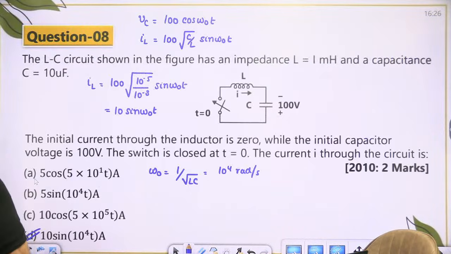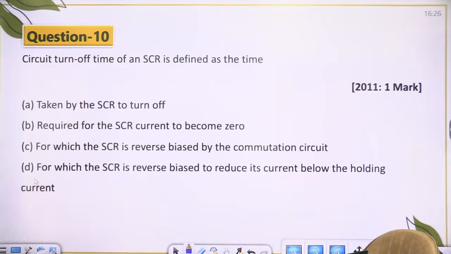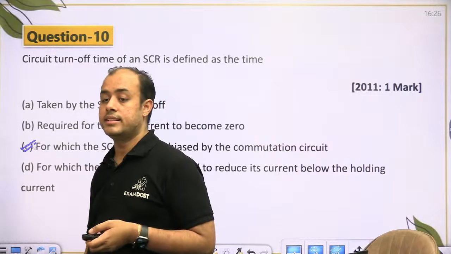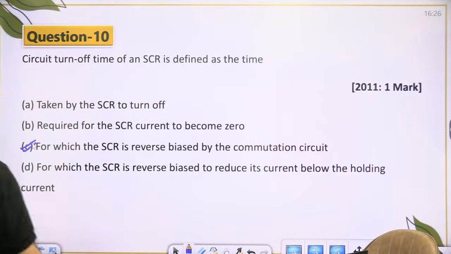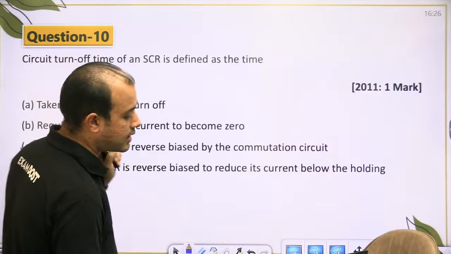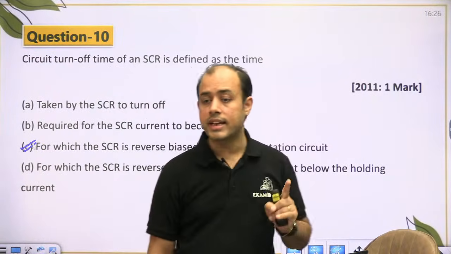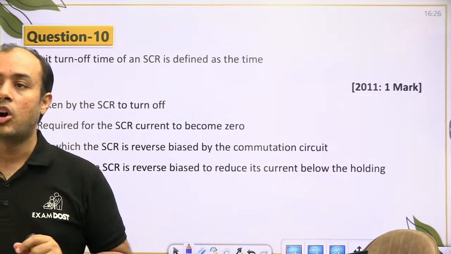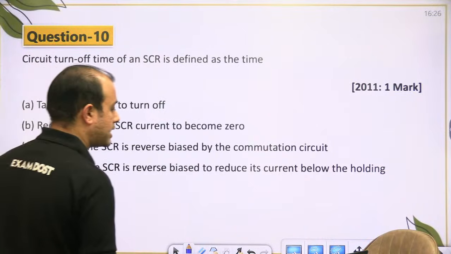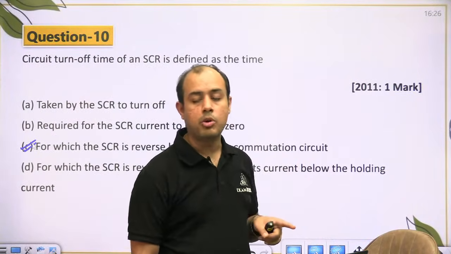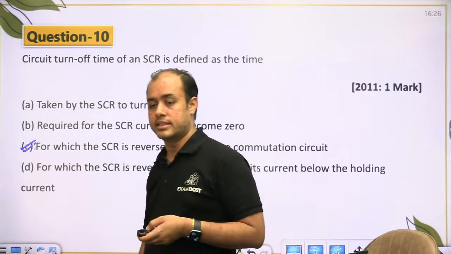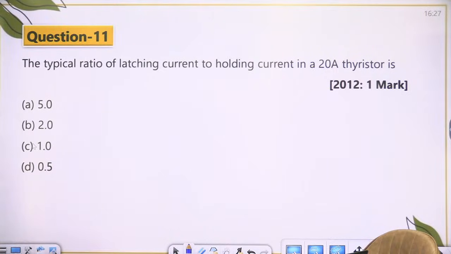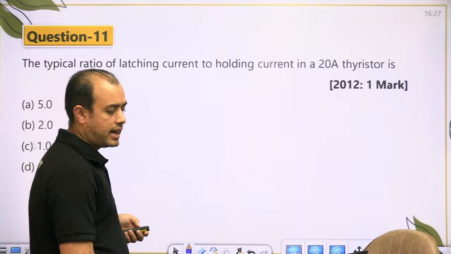And you know beta, whenever one quantity decreases, increases, other is constant, we use VI by 2. For which the SCR is reverse biased by commutation circuit. Not to reduce the current below holding current. We do the reverse biasing after current goes below holding current. तो D वाला ऑप्शन गलत क्यों है? रिवर्स बायस करके करंट को नहीं घटा रहे हैं. करंट जब होल्डिंग के नीचे गया उसके बाद रिवर्स बायस करते हैं. तो answer is C.